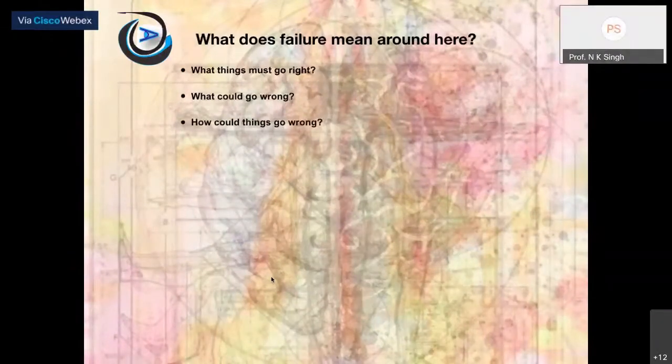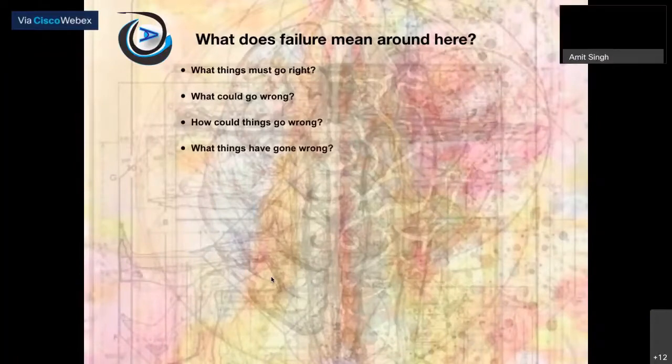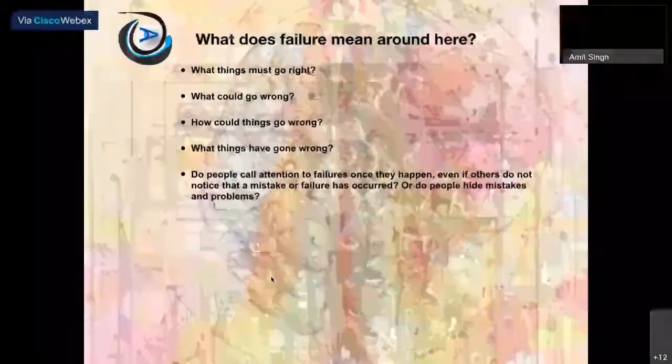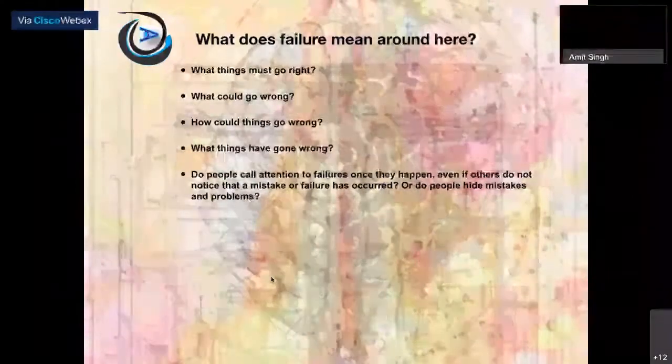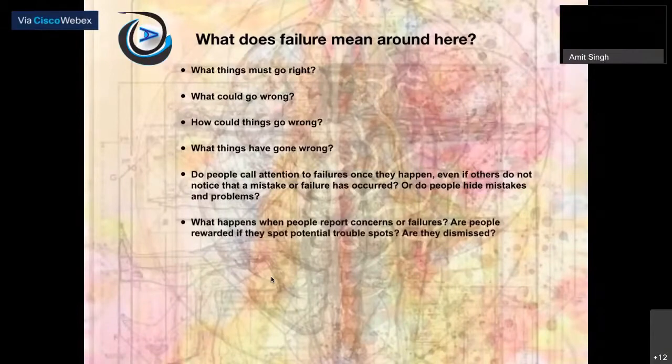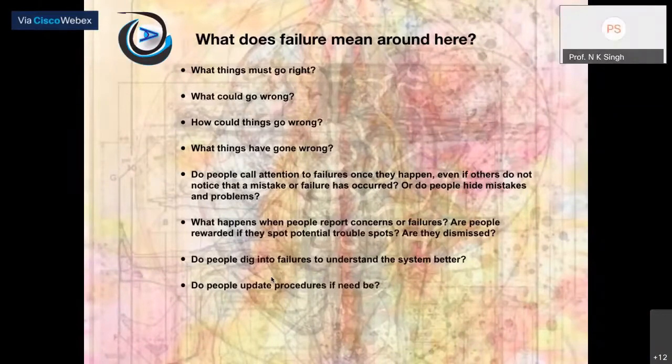How things could go wrong, the number of ways, what things have gone wrong before, and do people call attention to failure once they happen? Do people speak up or hide their mistakes? What happens when people report concerns of failures? What is the culture, the safety culture around here? And how much people investigate into even small failures? Do people update procedures if need be?